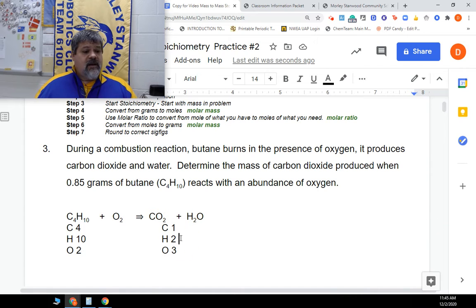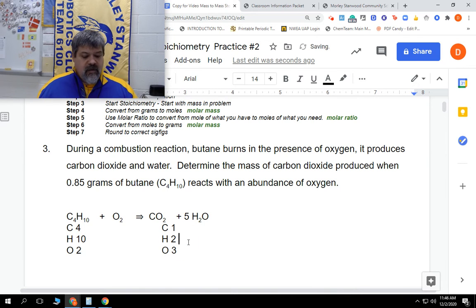So I can do the carbon first, or I can do the hydrogen first. Let's start by doing the hydrogen. I have 10 hydrogen over here, and I have 2 on this side. So I can only change the coefficients. As you remember, we can't change the subscripts. What times 2 equals 10? Well, the answer is 5.